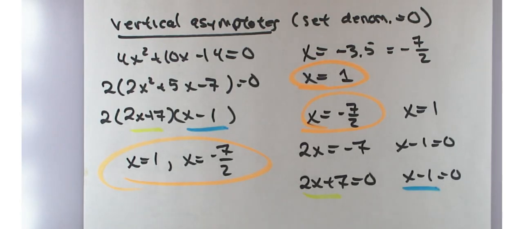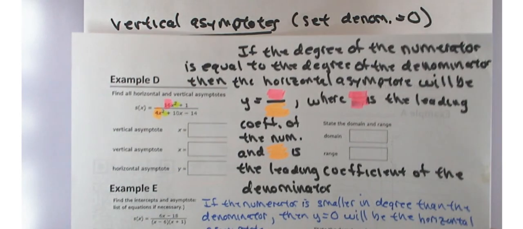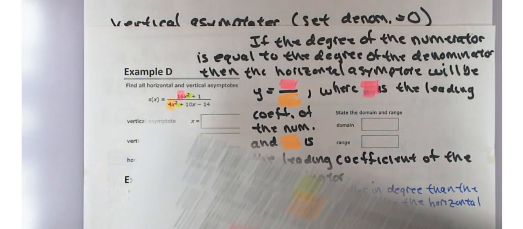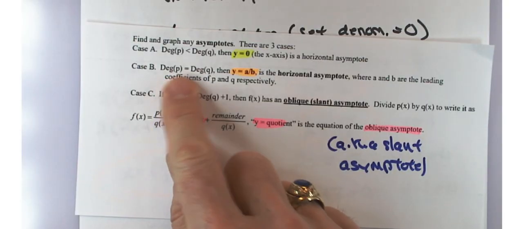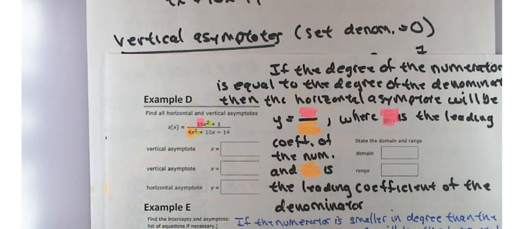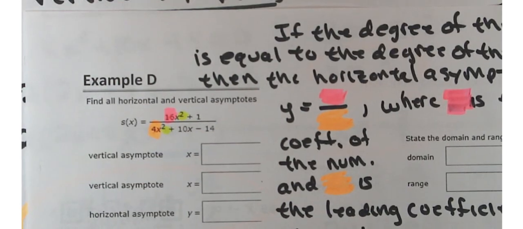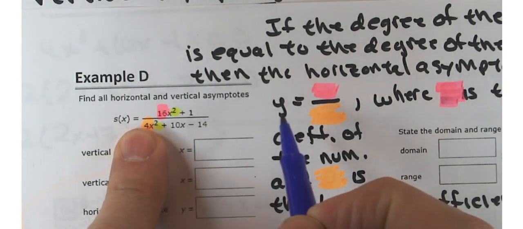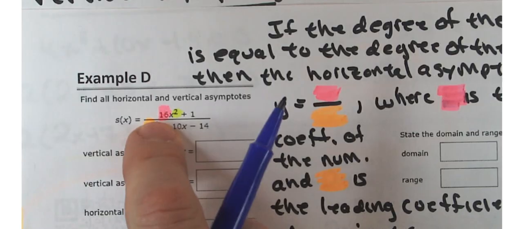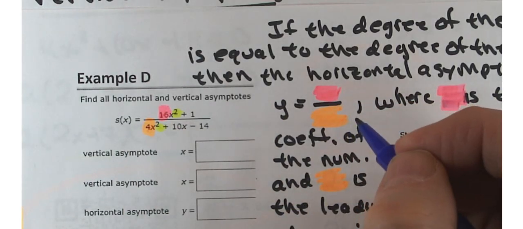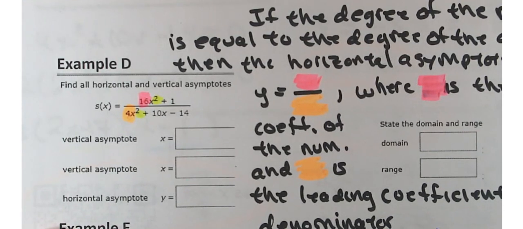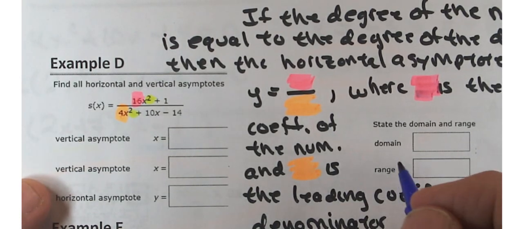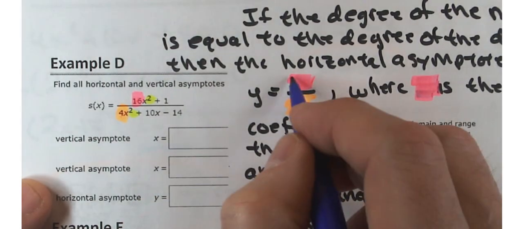What about the horizontal asymptotes? For the horizontal asymptotes, what you should notice is that the degree of the numerator equals the degree of the denominator. Both of them have degree 2. If that's the case, then I get a quick horizontal asymptote. Where is this graph going? Well, it's going to be the ratio of the leading coefficient in the numerator. What's that leading coefficient in the numerator? Coefficient of my highest degree term. 16.